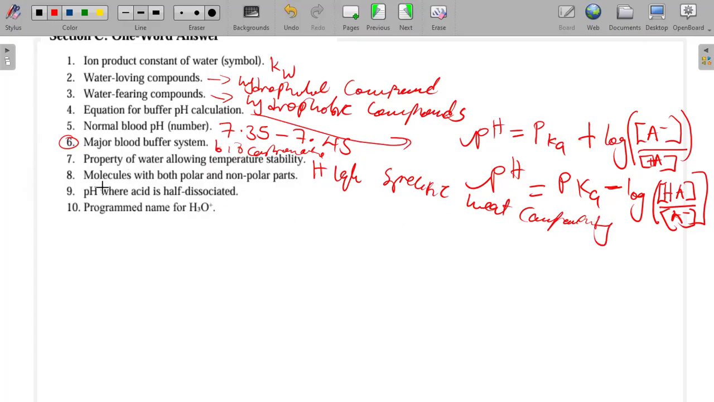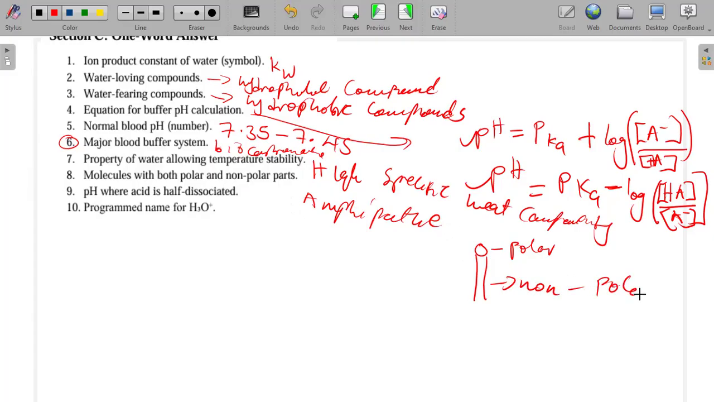Okay, then we go to the next one, saying molecules with both polar and non-polar parts are called what? So those ones are called amphipathic, right? Amphipathic molecules. A good example is a phospholipid, right? So you notice that it's going to have a polar head, right? And a non-polar tail. Okay, so you have a polar head and a non-polar tail. Okay, so that is an amphipathic compound.